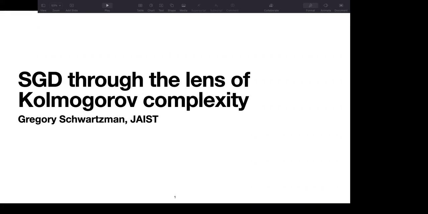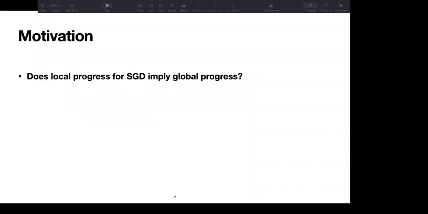So yeah, today I'm going to be talking about the connection between SGD and Kolmogorov complexity. I'm not an expert in any of these fields, but hopefully it will go well, okay? Throughout this talk, I'm going to be trying to answer one very simple question, and I will give you answers which will be conditioned on some assumptions. The question is very simple: does local progress for SGD imply global progress?